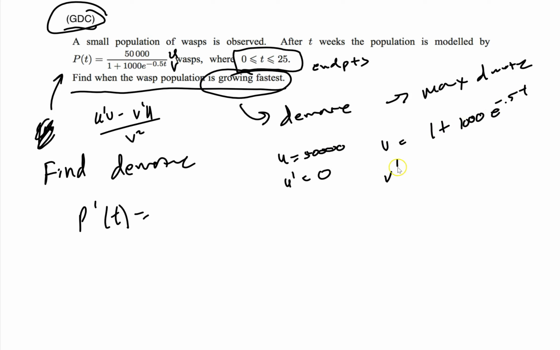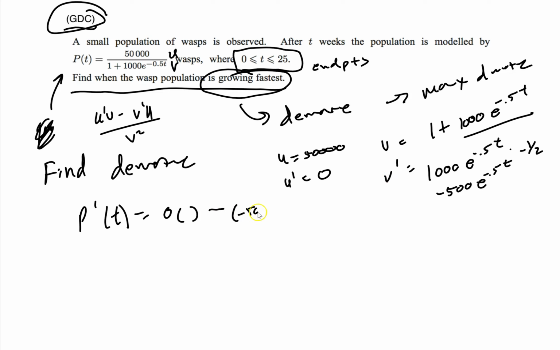That looks scary, but remember the derivative of the constant just goes away. Derivative of e, copy it, and times the derivative of the power right there, which is negative 0.5 or negative 1/2. So it's negative 500 e to the negative 0.5t, right? So 0.5 is 10 to the 1/2, that's why I did that. So that's v prime. If you use the formula, u prime is 0 times that top, but it doesn't matter because 0 always wins, minus the derivative of the bottom, which is negative 500 e to the negative 0.5t, times the top, 50,000, all over the bottom squared.